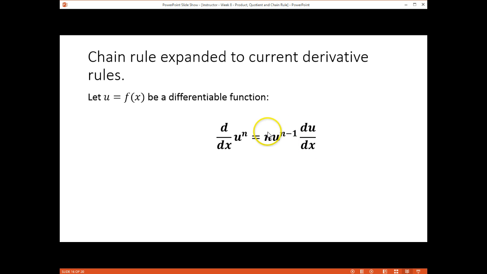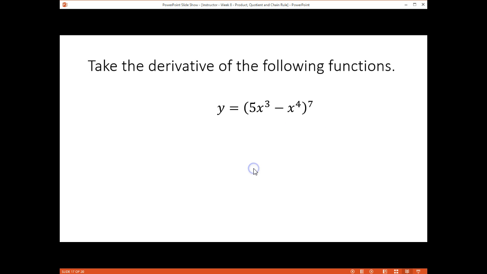Again, this is the same rule that we had before. This was f prime of g of x, the derivative of the outside function, which is our power, and then we multiply by the derivative of the inside function, which is the u.